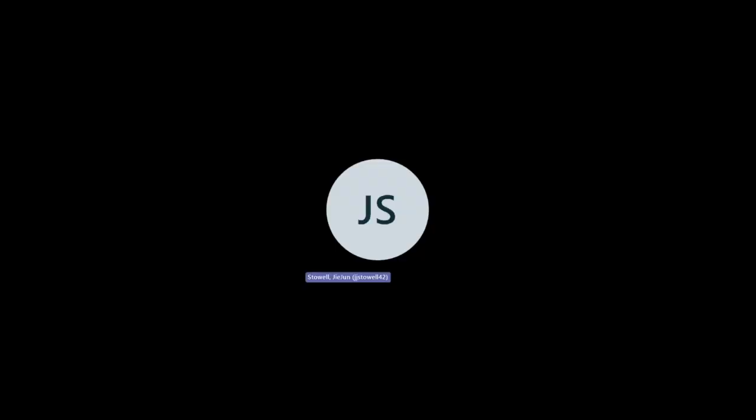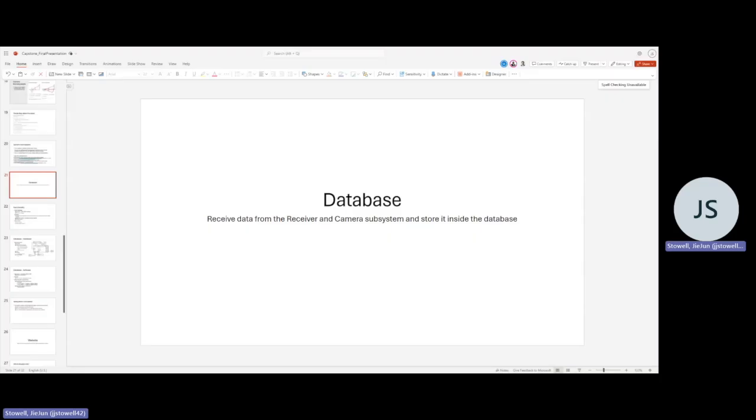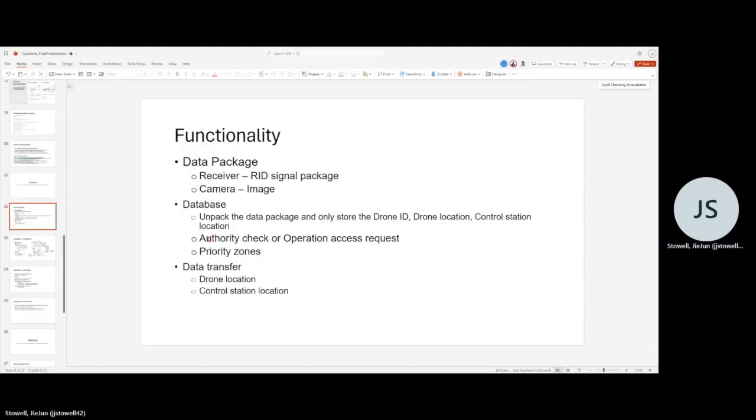Hello. Today I will be talking about the database subsystem, its functionality and detailed design, and its status. So for the functionality, this subsystem will receive a data package from either the receiver or camera system. Then the system will unpack the data and store it inside a database.